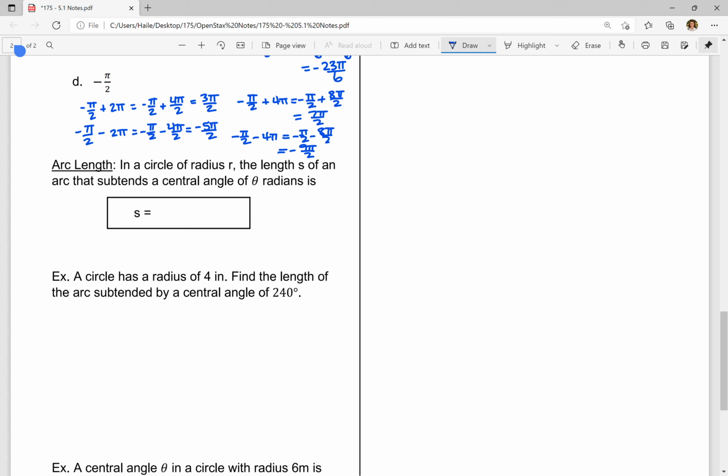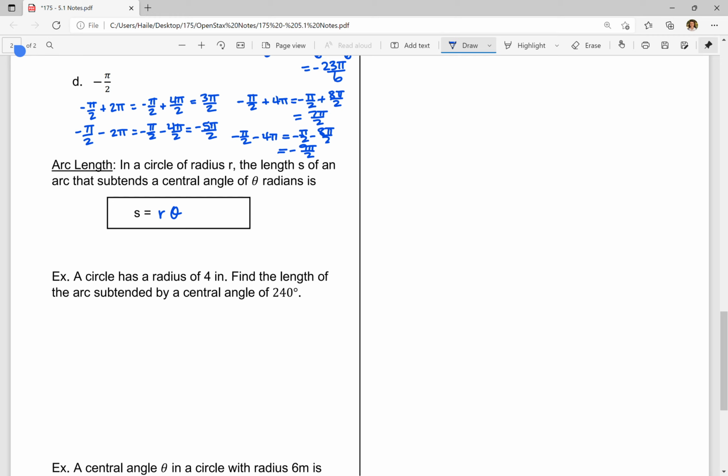Okay, so in a circle of radius r, the length s of an arc, so think of the arc as the pizza crust, that subtends a central angle of theta radians is s equals r theta. So what this is saying is we're finding the length of the pizza crust on a particular slice of pizza. Okay, so for our first example, we have a circle that has a radius of 4 inches. Find the length of the arc subtended by a central angle of 240 degrees.